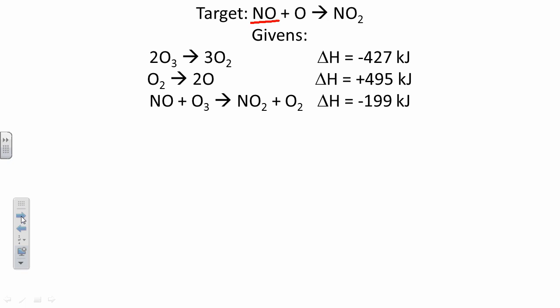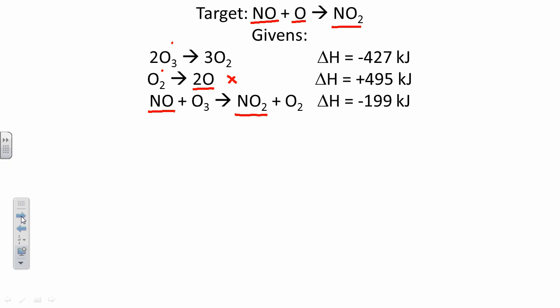We have NO on the reactant side, and if we look at the givens, NO is in the correct position on this given equation. We also have to have O by itself, and in the givens, O is by itself in this equation. So we're going to make note here of this one that we're going to have to do some changes to that one to get O in the right place. And then NO2 is here, so it's in the good position. But also looking at the target, the only thing that's in there is the NO, the O, and the NO2. So all this other stuff is going to have to go away.